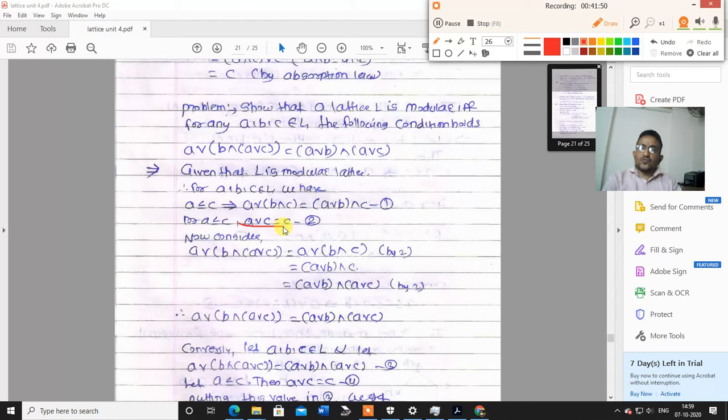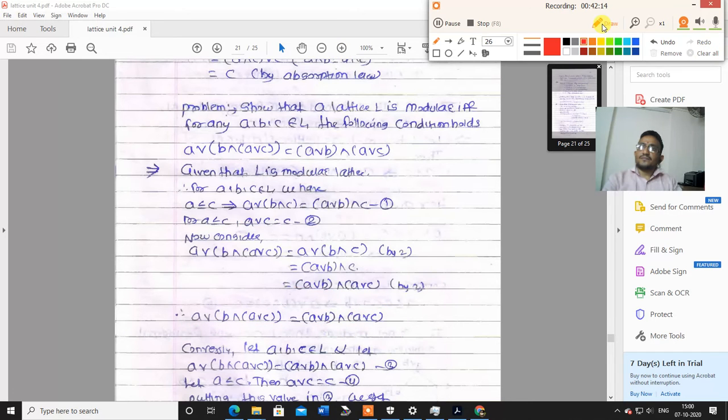Again, what is equation 2? C is nothing but A join C. Then we can say that A join (B meet A) join C. Then we can say that if L is a modular lattice, then this condition is satisfied. Okay, that is the condition: A join (B meet A) join C is equal to (A join B) meet (A join C).